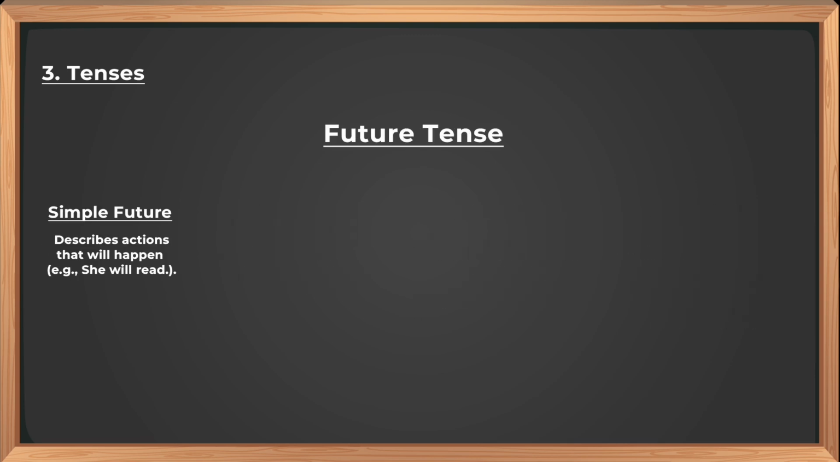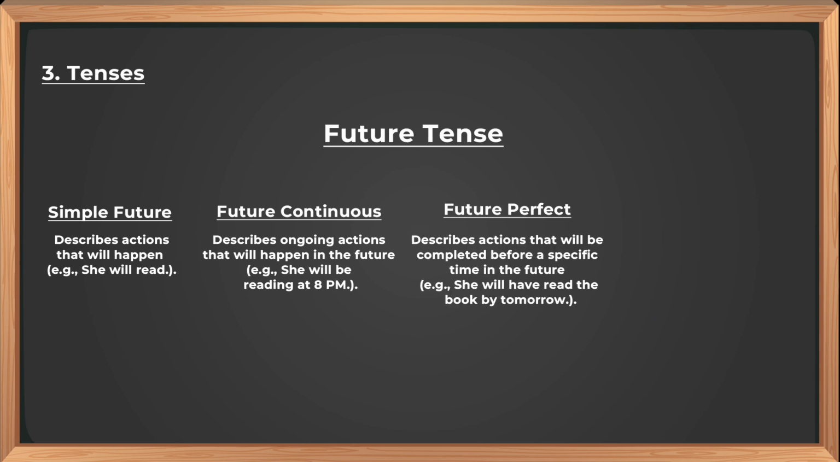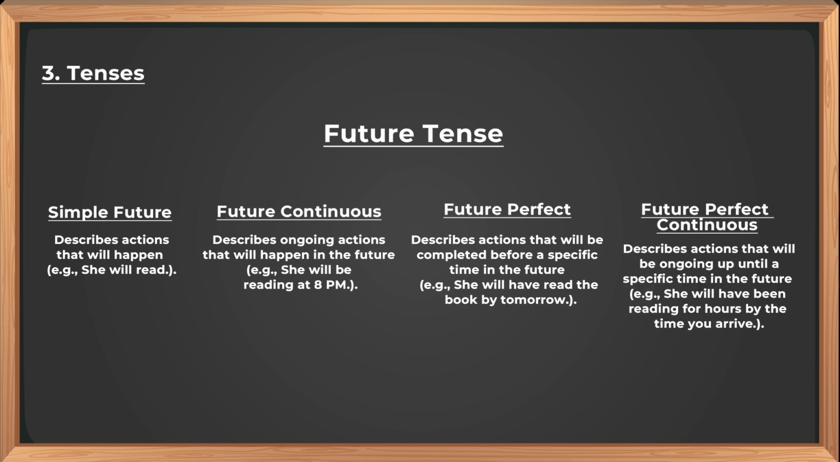Future tense. Simple future describes actions that will happen. Example: she will read. Future continuous describes ongoing actions that will happen in the future. Example: she will be reading at 8 p.m. Future perfect describes actions that will be completed before a specific time in the future. Example: she will have read the book by tomorrow. Future perfect continuous describes actions that will be ongoing up until a specific time in the future. Example: she will have been reading for hours by the time you arrive.